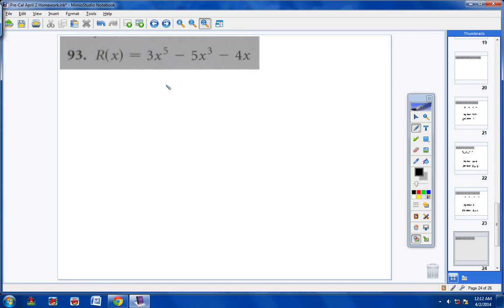All right, let's start with the original problem. I go from a positive to a negative, that's 1. The negative to a negative, that's not 1. So I know for my positive zeros, I see 1 sign change. 1.